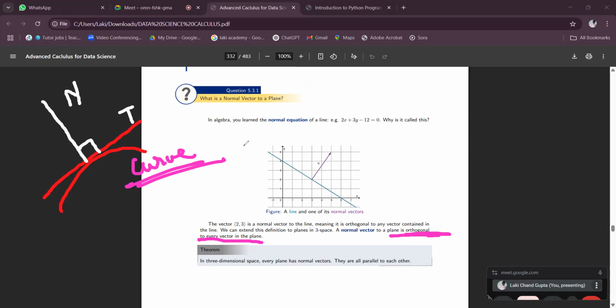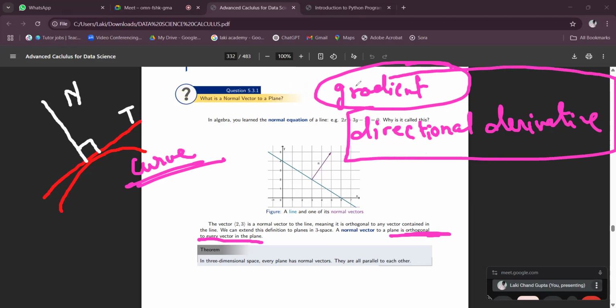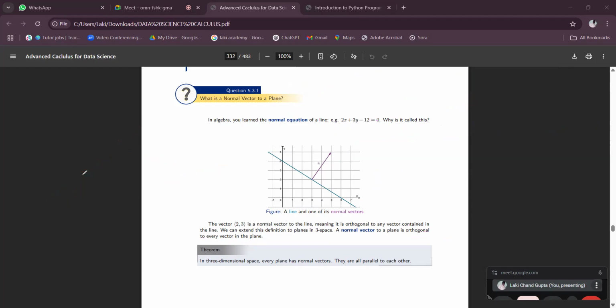Why is the normal vector important? The normal vector is important for finding the gradient. I will discuss later what the gradient is, for the directional derivative. Yes, for the directional derivative. So yes, the normal vector is used in many cases. Sometimes it is used in finding volume. By the end of this section, you will learn how to find the normal vector.